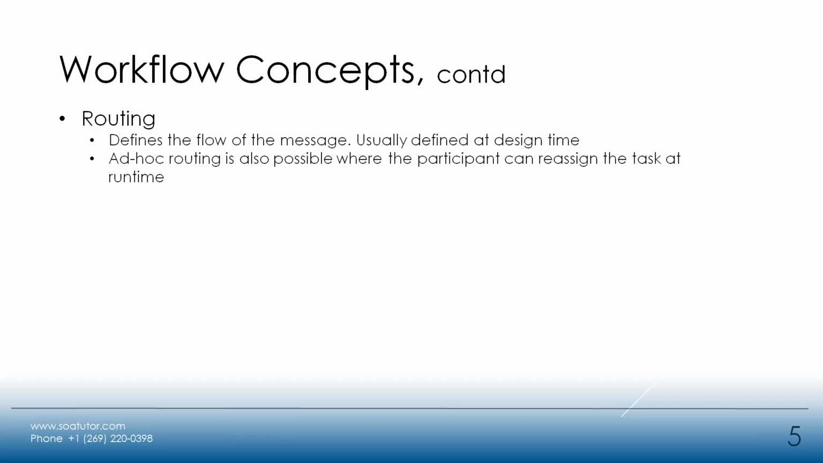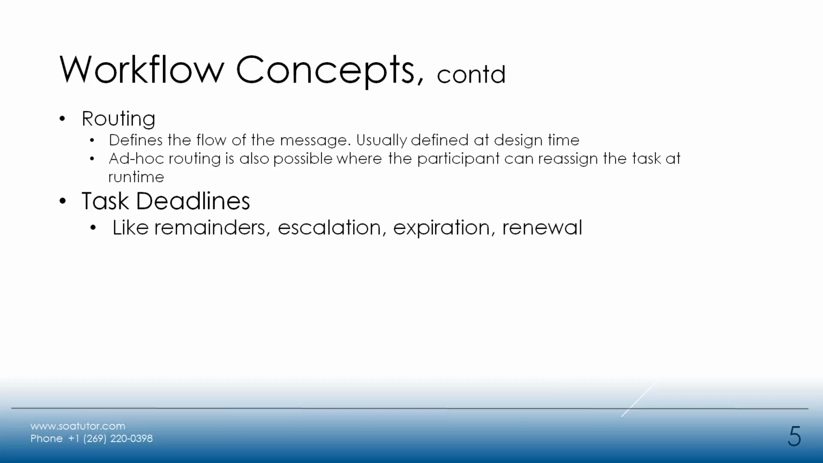Now, if your manager is not free, he can reassign the task to some other person, right? So suddenly the flow has changed. It has gone to your manager, next some other person, and after that it goes to the finance department. That's basically ad hoc routing, which happens at runtime. It depends on your participants. And task deadlines: you can even define deadlines for tasks like reminders, escalations, expirations or renewal, etc.